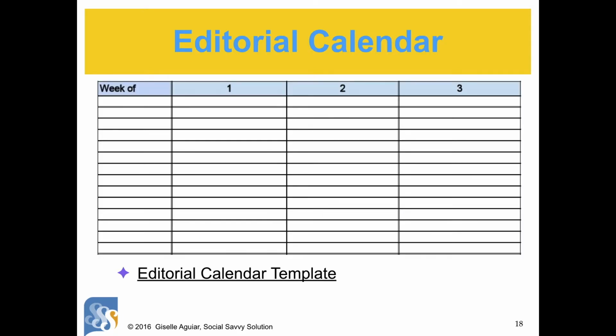I've included the link to a free editorial calendar template in a spreadsheet format. In the first column, list the dates of at least the next 4 weeks. In columns 1, 2, and 3, you can put the days of the week that you're going to write, or you can also put categories, titles, or generic topics. Whatever works for you.